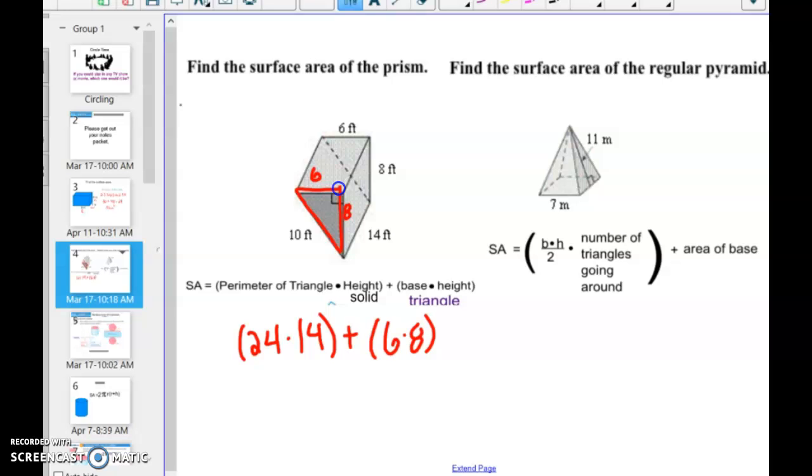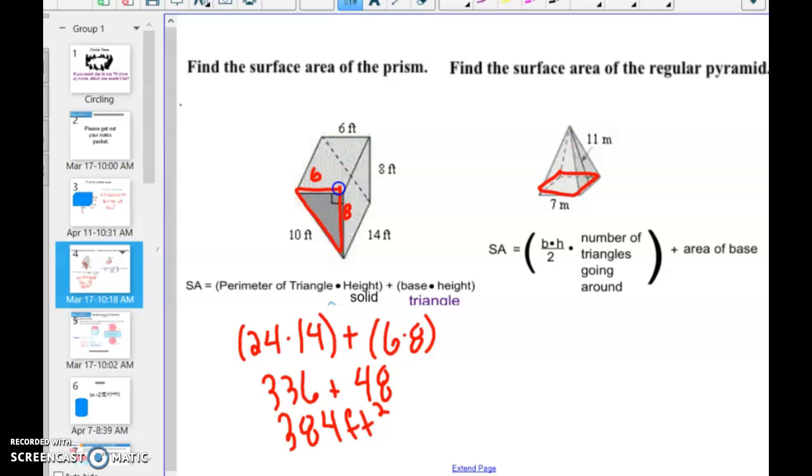So then 24 times 14 is 336. And 6 times 8 is 48. And that means the correct surface area for the triangular prism here would be 384 feet squared. Okay, then the other shape that we have done is pyramids. Well, this one is a square pyramid.